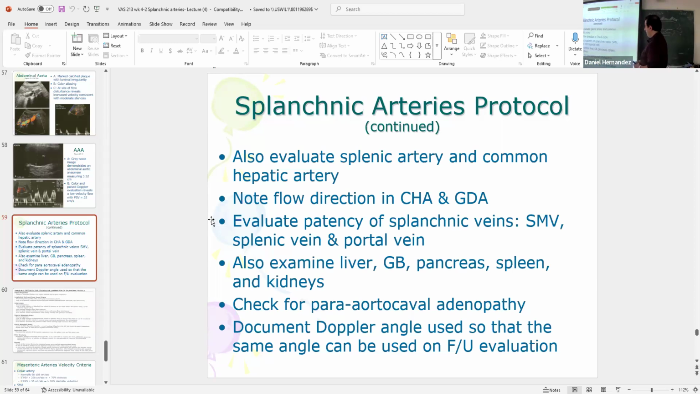Also examine liver, gallbladder, pancreas, spleen, kidneys. So you're taking a quick look at these things, making sure there's no evidence of infarct, of those hypoechoic wedge-shaped lesions in any of these organs. Not so much gallbladder, but definitely liver, pancreas, spleen. Look for any enlarged lymph nodes around the aorta as well, because those could potentially compress the vessels. If it's a follow-up exam, look at that follow-up exam and try to utilize similar Doppler angles to get your velocities to correlate and match up.